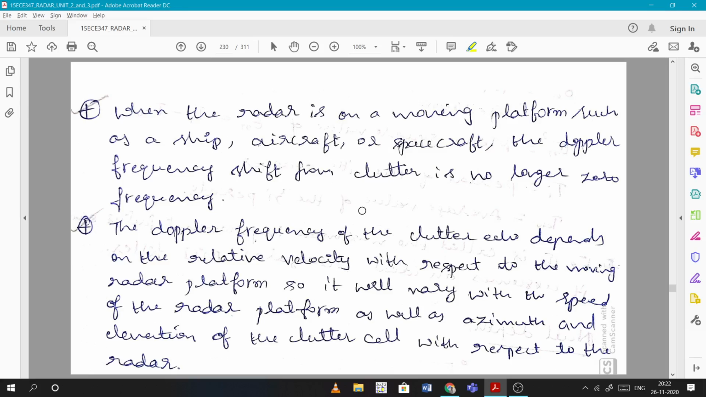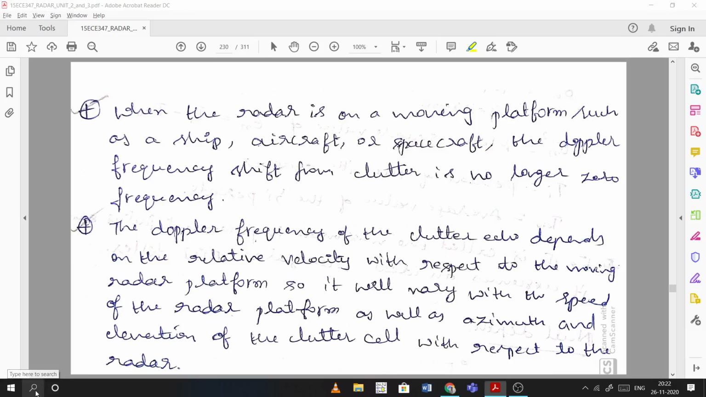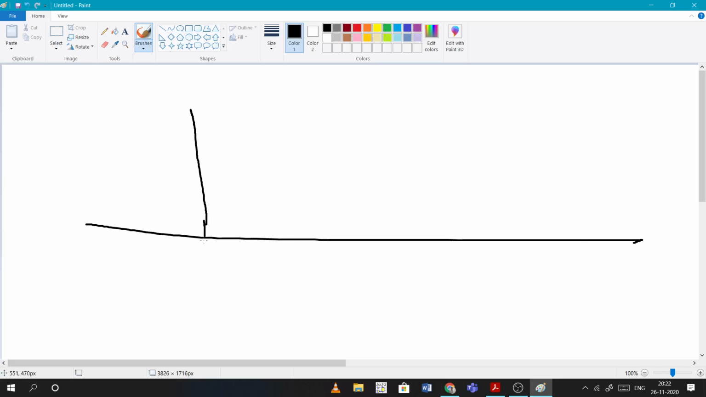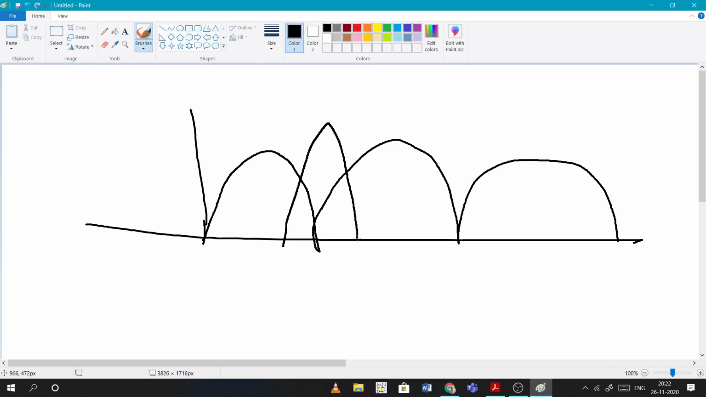If you take the pulse PRF, it is like this, and there will be clutter in between. When the radar is also moving, this width will increase. Actually it should be zero. To make it zero, we have previously used two methods, such as Doppler filters, right?